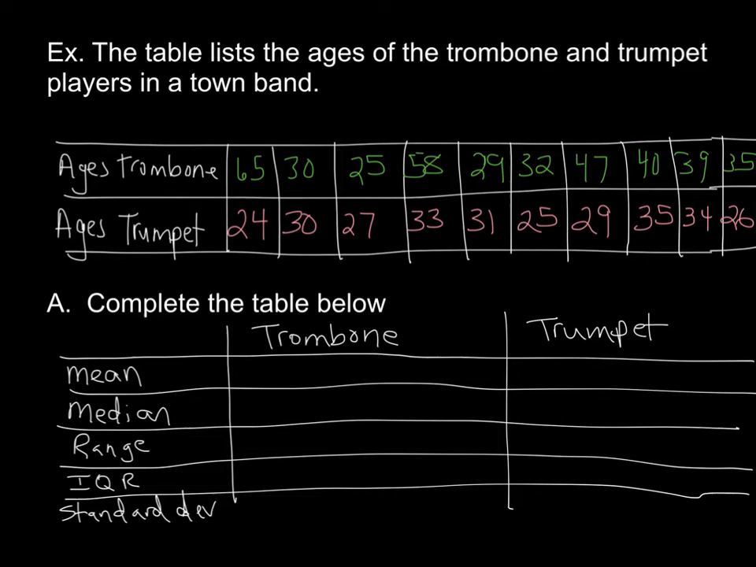Okay, so here's an example. The table lists the ages of the trombone and trumpet players in a town band. So there they are. The trombones are listed in green: 65, 30, 25, 58, 29, 32, 47, 40, 39, and 35. The trumpet is pink: 24, 30, 27, 33, 31, 25, 29, 35, 34, 26. And we're going to calculate the following things: the mean, the median, the range, the IQR, and the standard deviation for each of these lists.